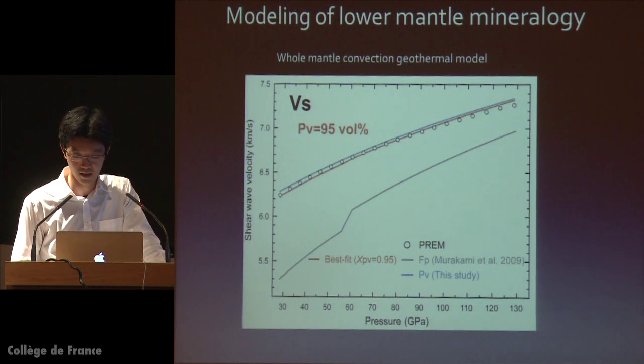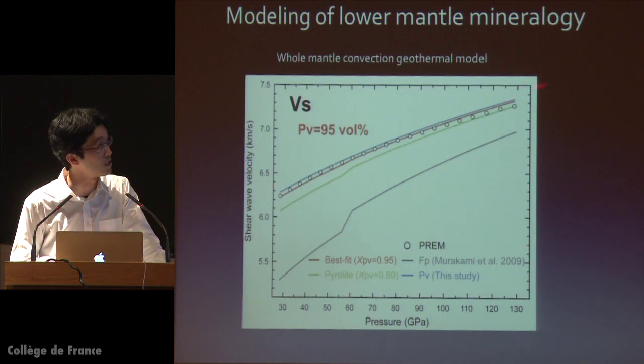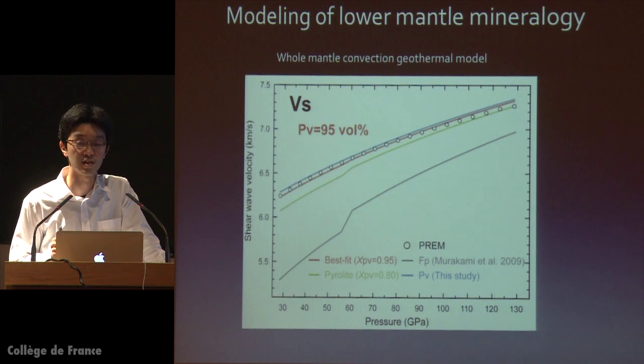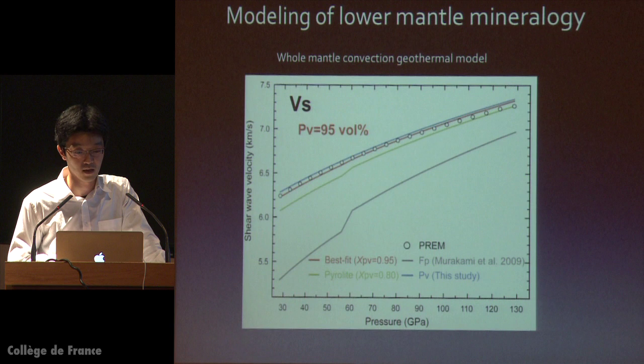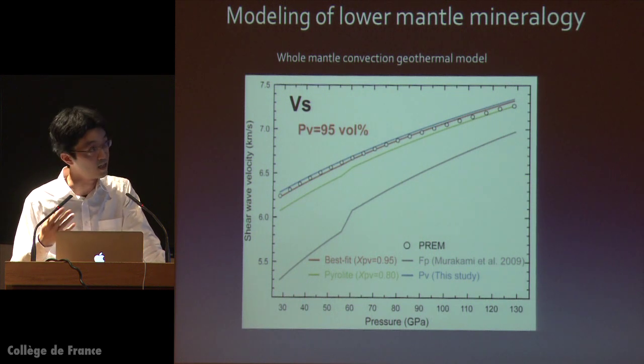On the other hand, the peridotitic mantle model, shown as this green line, does not match the PREM, having about 3% lower velocity, which means that the full mantle convection geothermal model is no longer valid.